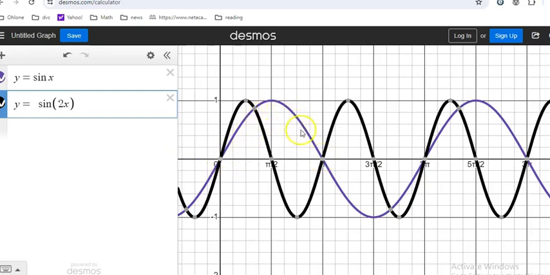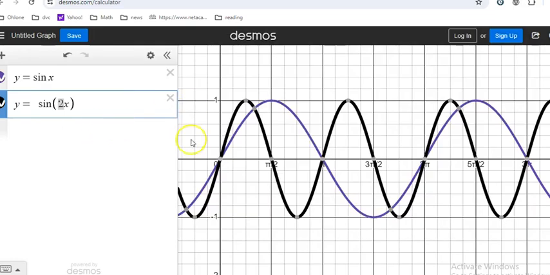So instead of one cycle ending at 2 pi, it now ends at pi. Normally the original goes up, down, and at 2 pi it's one cycle, and then goes up, down for another cycle. But for the black one that has 2x, it goes through one cycle really fast, at pi, and then another cycle. So multiplying inside changes the period. The original period is 2 pi, but this one ends at pi, divided by 2. Your period is cut in half, so you finish your cycle faster. So in general, that's what we do.